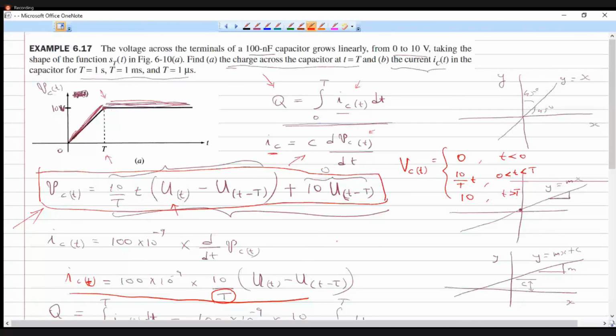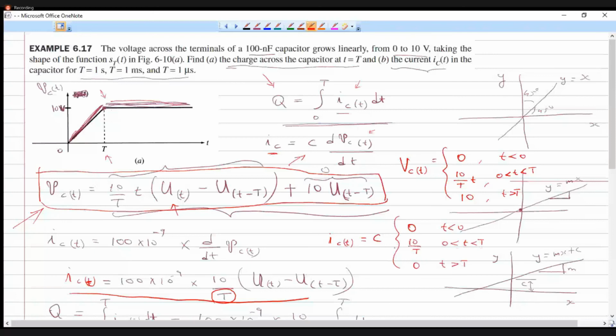When you differentiate this, you will get IC(t). So IC(t) is equal to C dV by dt. You have to differentiate, so multiply with C, then differentiate the remaining portion. The derivative of 0 is 0 for t less than 0, and it will have the value 10 by capital T for t lying between 0 and capital T, and the derivative of 10 is 0 for t greater than T. So this method also you can use.